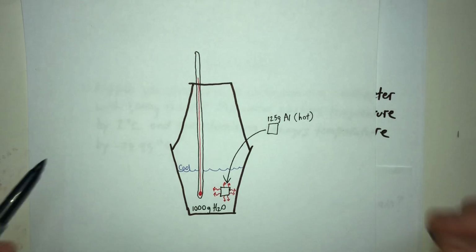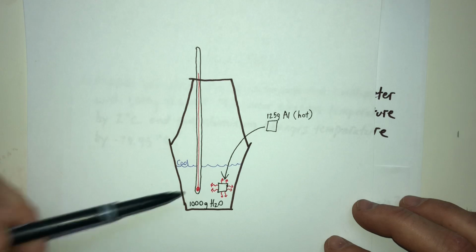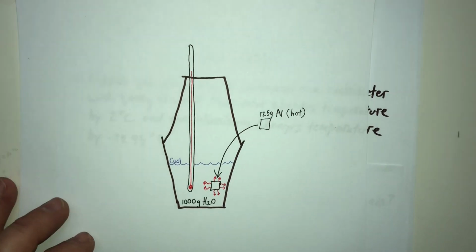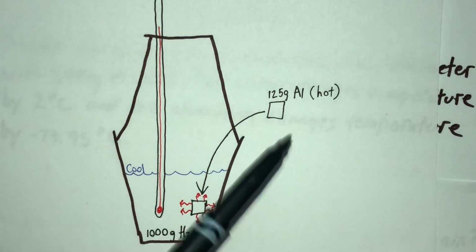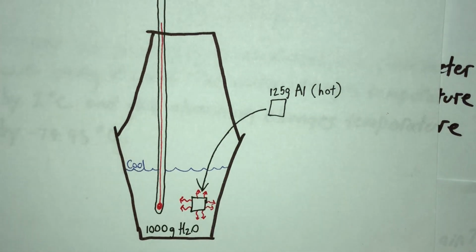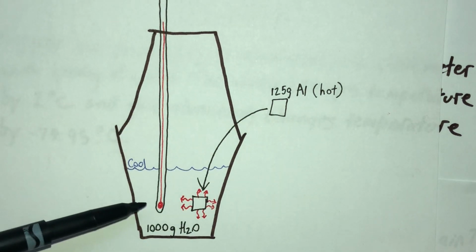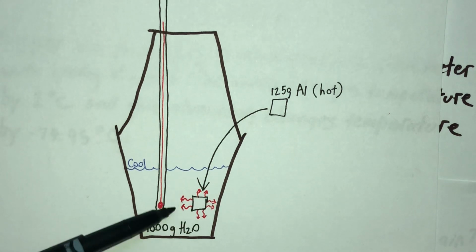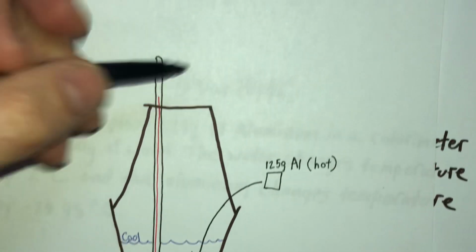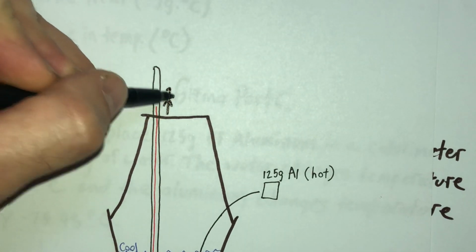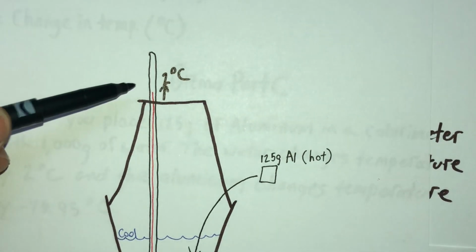In the lab, we would have put 2 styrofoam cups together to make a calorimeter and stuck a thermometer in there. But here's what this is saying: we heated up some aluminum to some temperature. It doesn't say what the temperature is, but it's 125 grams of aluminum, and we drop that into the cool water in the calorimeter, and the heat from the aluminum is going to go out into the water, and we have 1,000 grams of water. That's going to make the temperature go up by 2 degrees Celsius. So it started at 20 degrees, now it's 22 degrees.